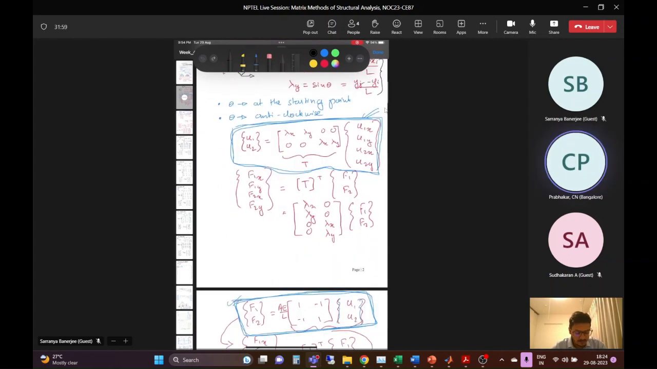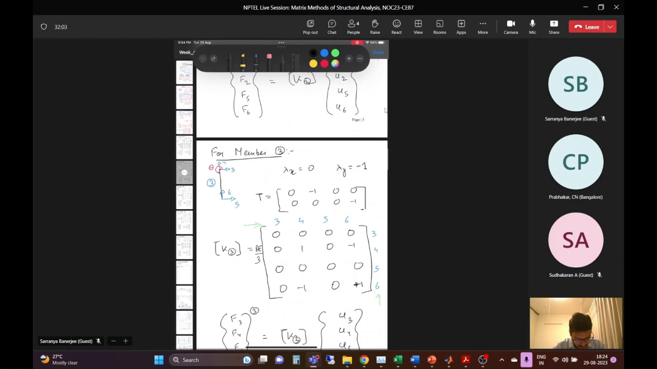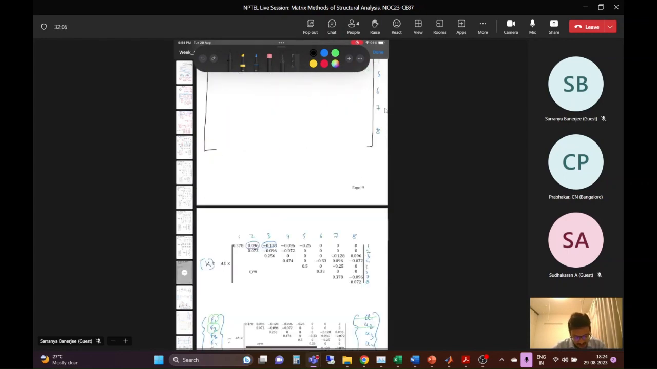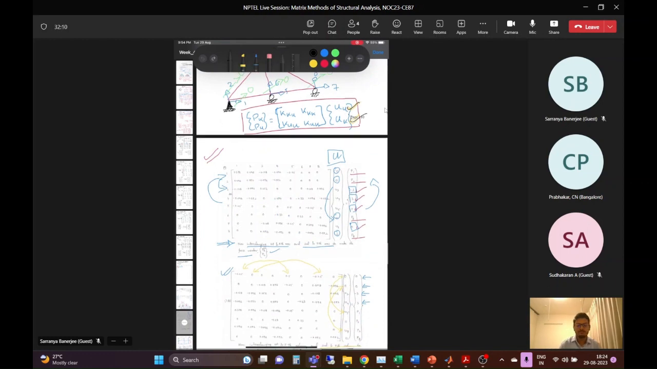Basically, what I'm trying to convey through this message is that when we see a stiffness matrix, I would like you all to visualize it as a system of equations. These are nothing but a system of equations. Big stiffness matrices may be 8 by 8 or 9 by 9 or anything, but at the end they are a system of equations.